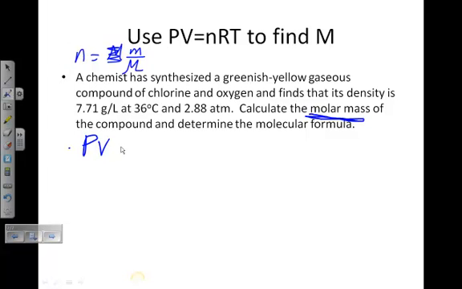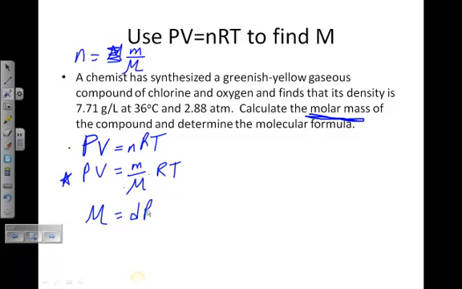So again, instead of writing PV equals nRT, we can substitute that with PV equals little m over molar mass times RT. And then now we can rearrange that equation to solve for M, molar mass. If we rearrange it to solve for molar mass, and I encourage you to do that on your own, you will discover that it ends up being density times RT over P. And substitute into that, so you have 7.71 grams per liter.